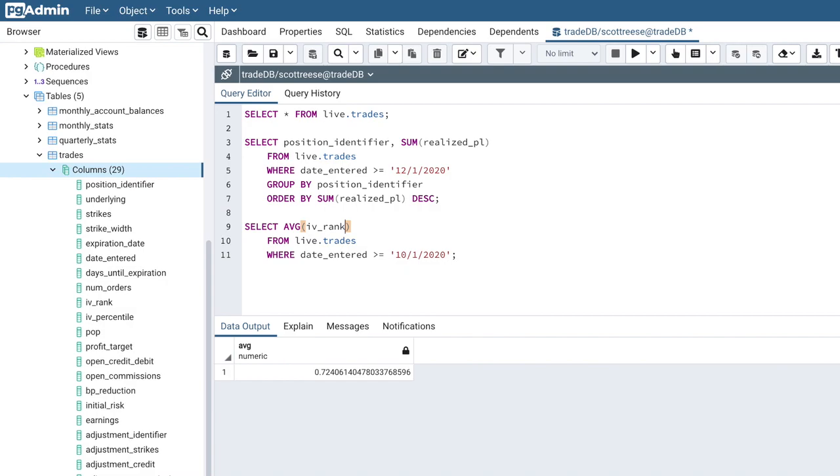And so in terms of consistency, I want to make sure that the average IV rank amongst all my trades is at least above 30. So let's go ahead and run this one.